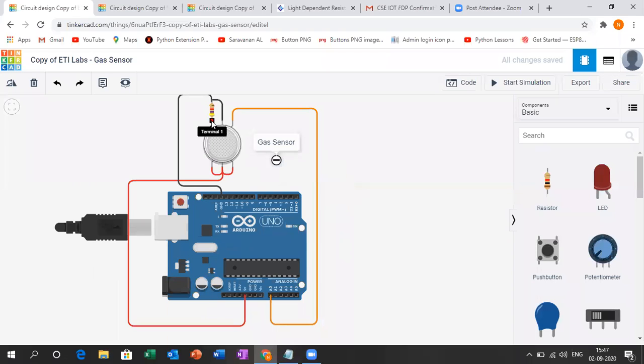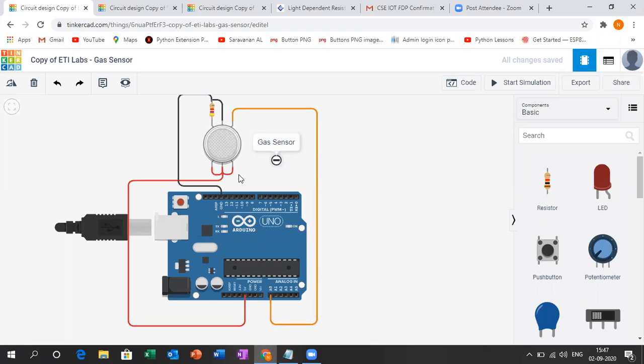First, the A1 pin of the gas sensor is connected to the ground of Arduino, and the second one is the H1 pin, which is also connected to the ground pin of Arduino. The third one is A2. This is the output of the gas sensor, which is connected to the analog A0 pin of Arduino.